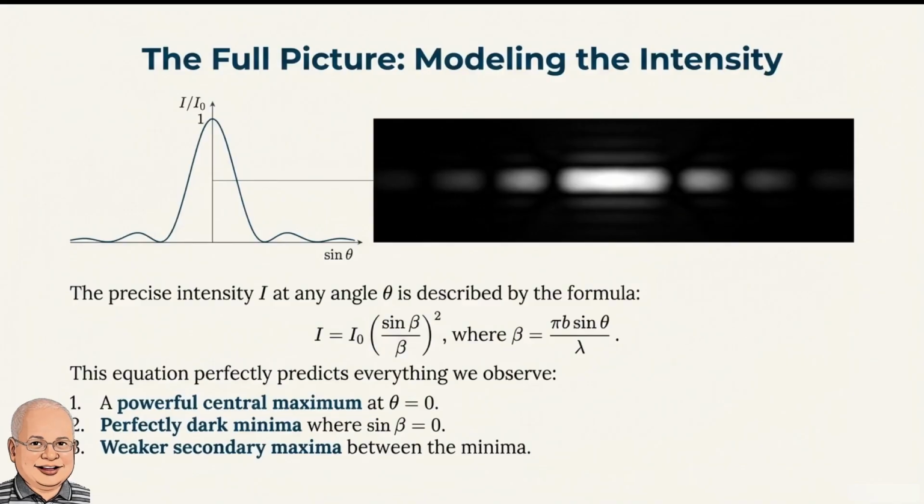What do you find here? A central maxima at theta is equal to 0. Perfectly dark minima when sin beta is equal to 0. Weaker secondary maxima between the minima.